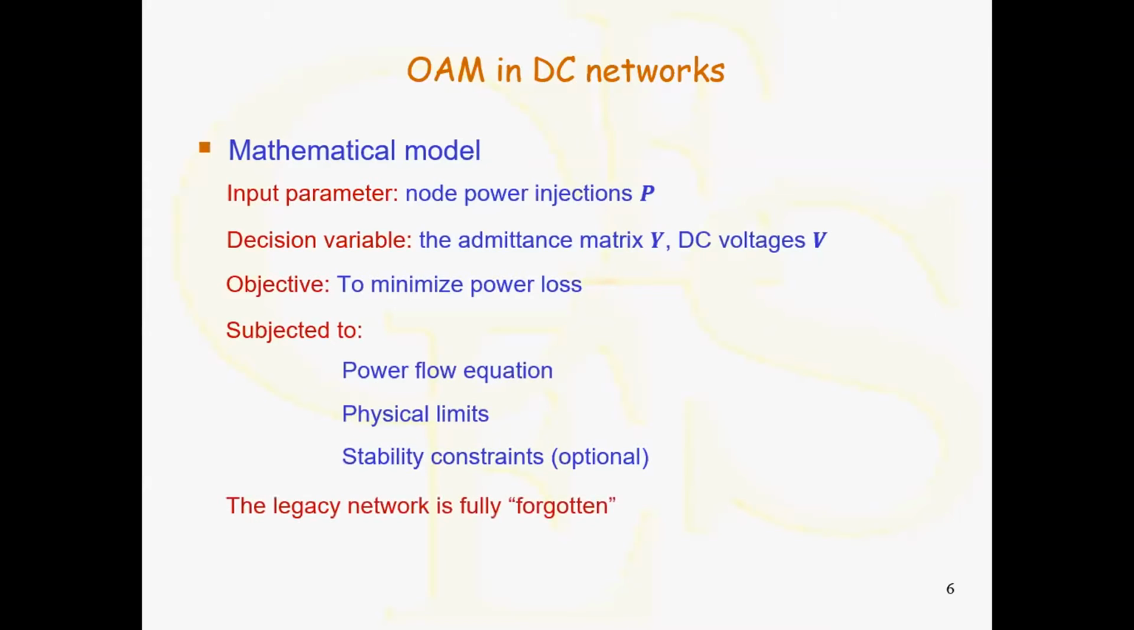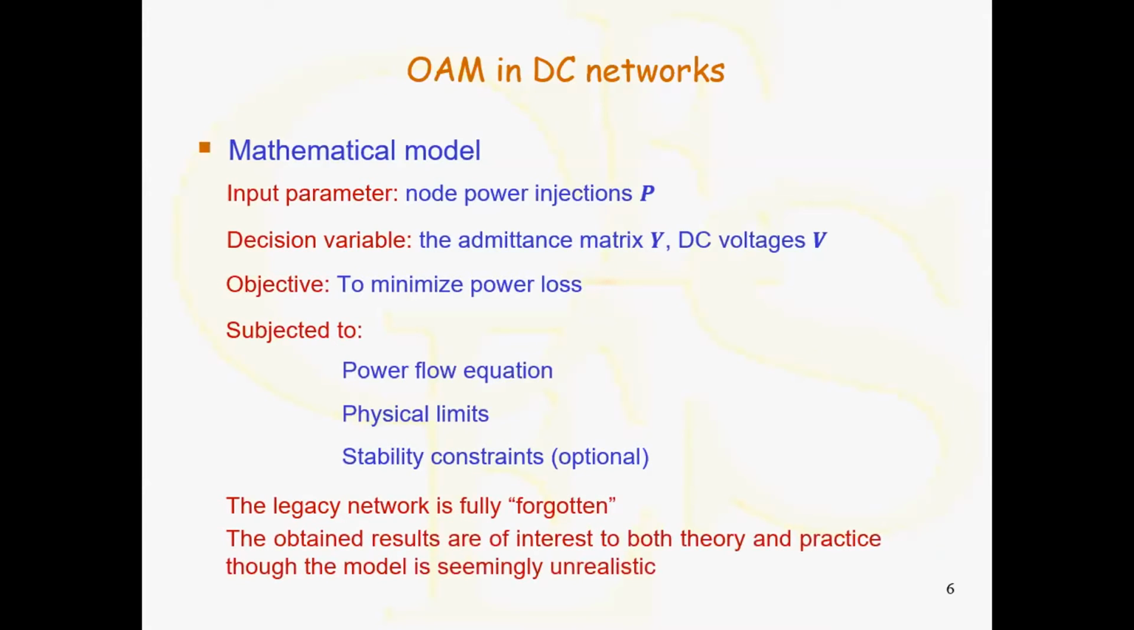We note that the legacy network structure is completely forgotten in the OAM problem, which means that the connection between any 2 buses is allowed and will be optimized. So although this model is seemingly unrealistic, it will be seen later that the obtained results from this model are of interest to both power system theory and practice.